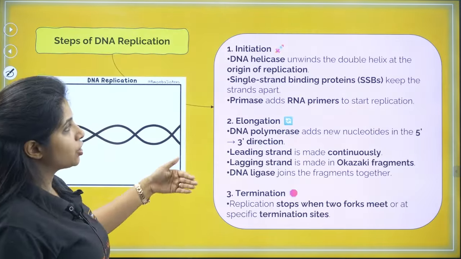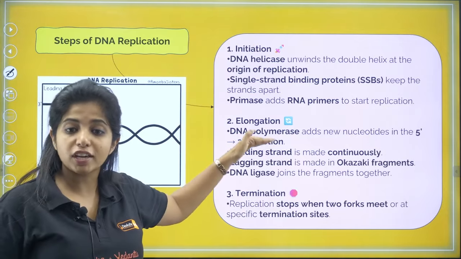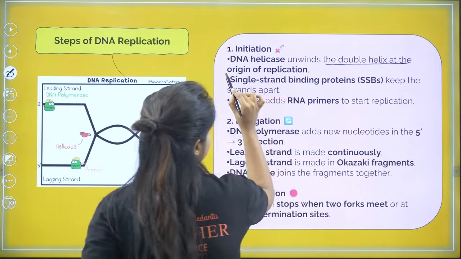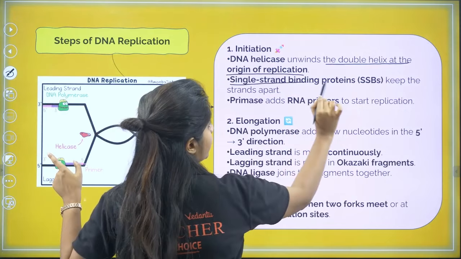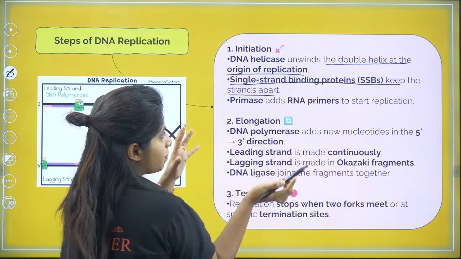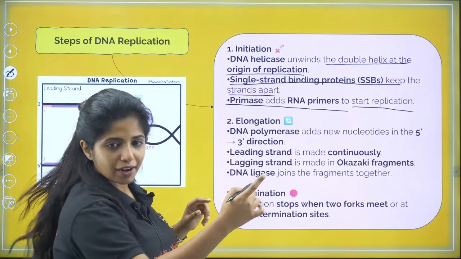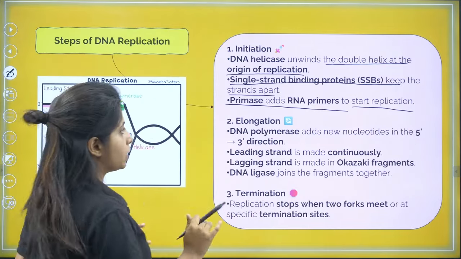DNA replication has initiation, elongation and termination. Initiation is when DNA helicase unwinds the double helix at the origin of replication. Then single stranded binding proteins keep the strands apart. Primase adds the RNA primers to start replication. You need RNA primers, and later they are removed, don't worry.